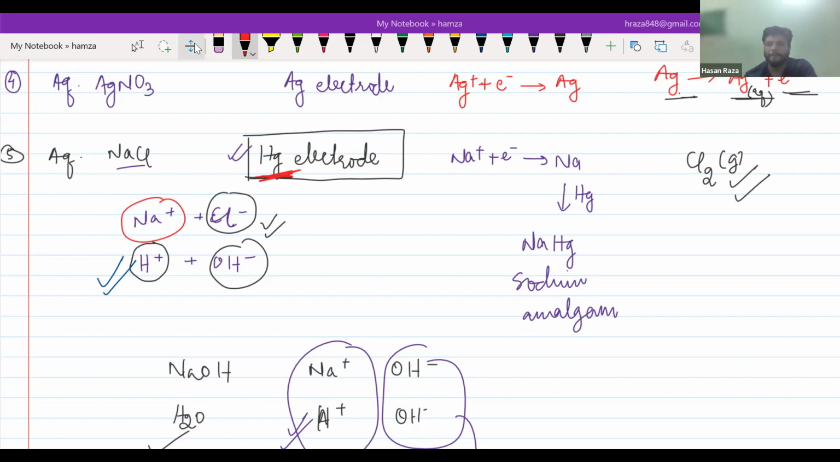Whenever there will be this type of question, what you are going to do is just separate it into two parts: positive and negative, cation and anion. Cation will migrate on the basis of E naught R value, and anion will migrate on the basis of the ease of migration of anion that I have written. I am going to show you.